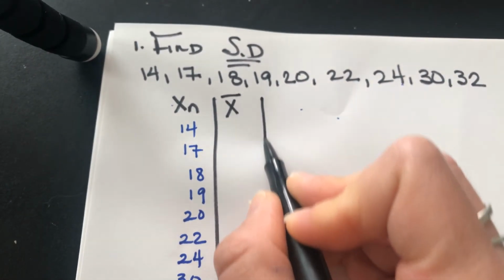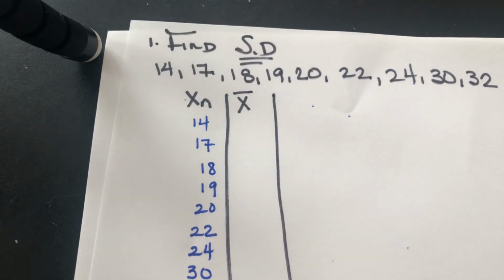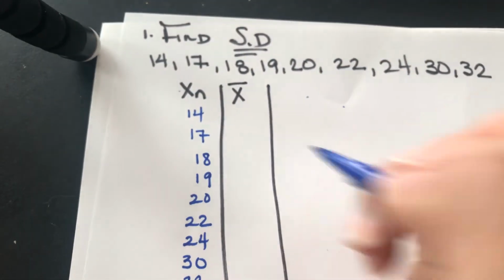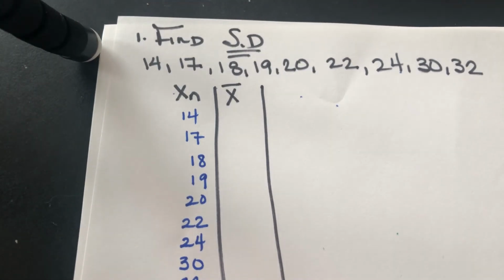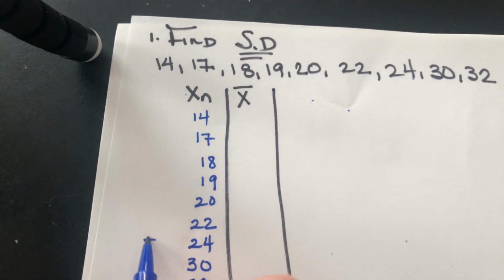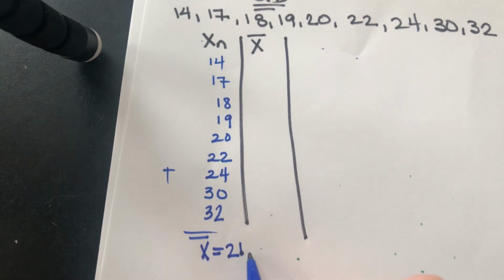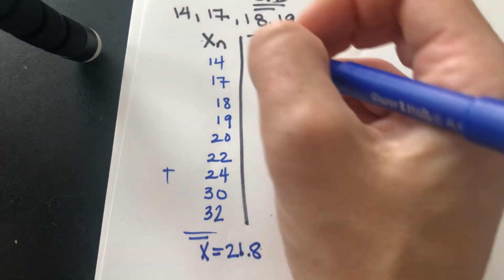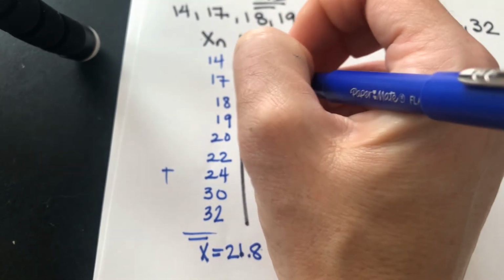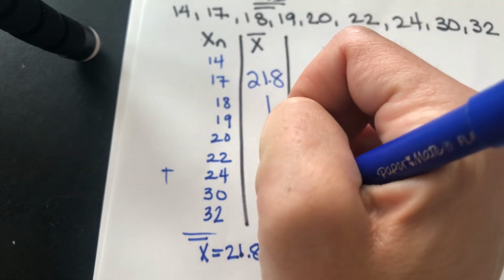from the formula. One of the main things we need is our average. So this is the average of all the numbers. So you want to add all of these numbers up and divide. So the average of these numbers, to the nearest 10th is 21.8. So 21.8 is in this whole column.